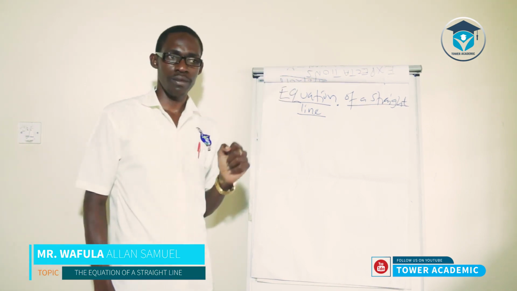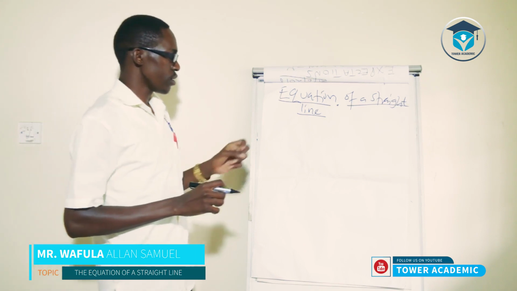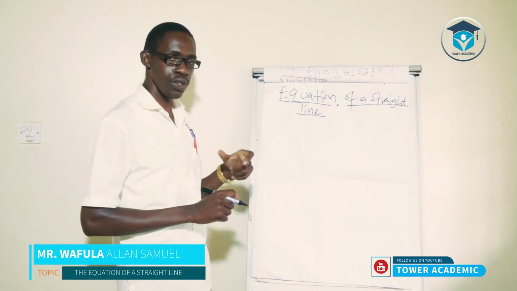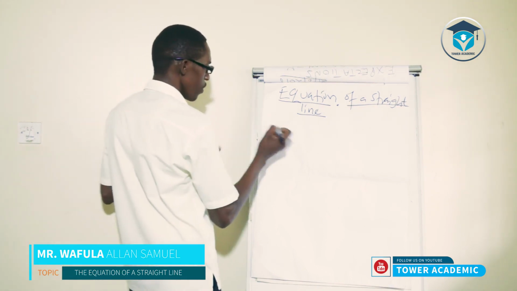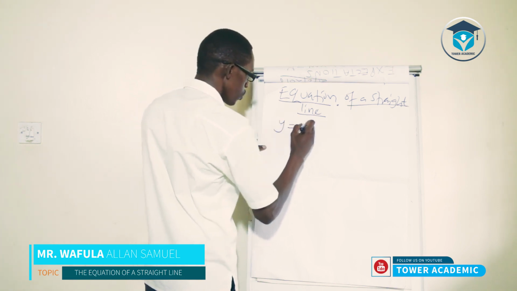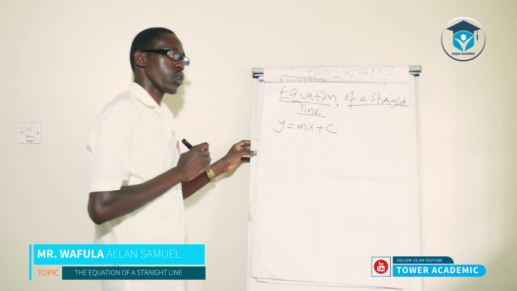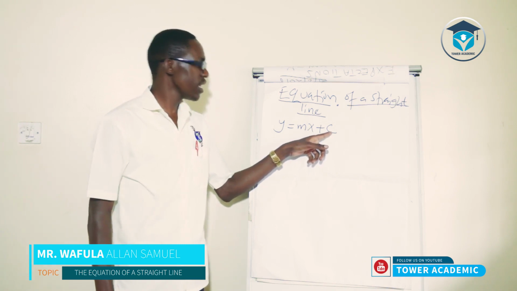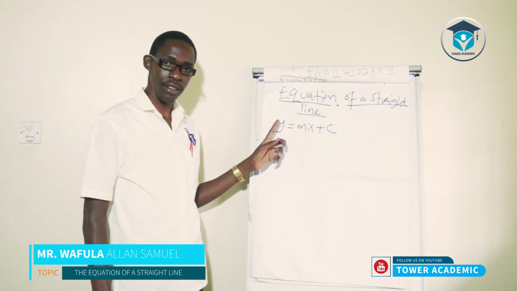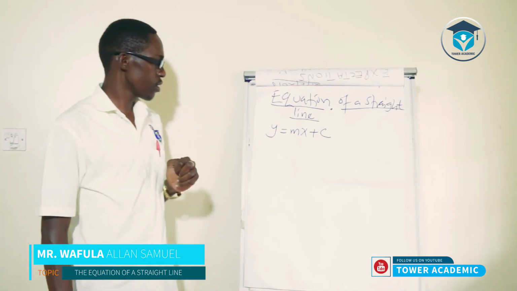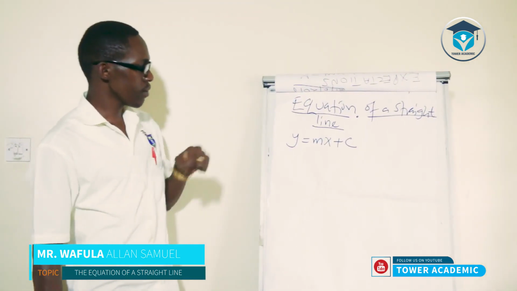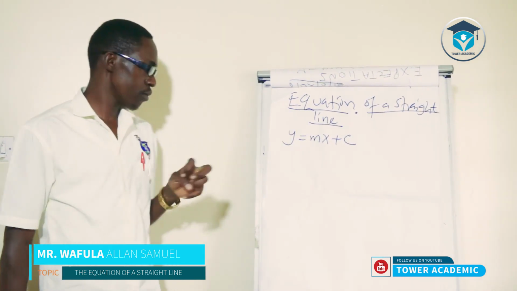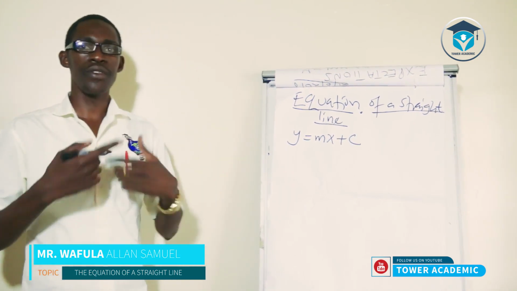We should know very well that for the equation of a line, we have to first get the gradient of the line, because the equation of a line is in the form y equals mx plus c, whereby m is the gradient, and c is the y-intercept, where this line meets the y-axis. So for us to get the equation of a line, we are supposed to first obtain the gradient. And if we have 2 points on that line, it becomes very easy.